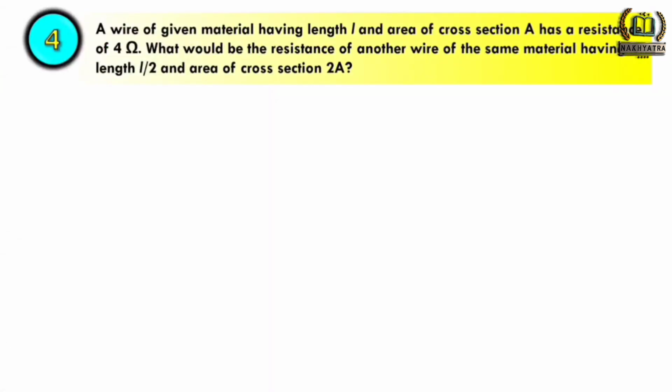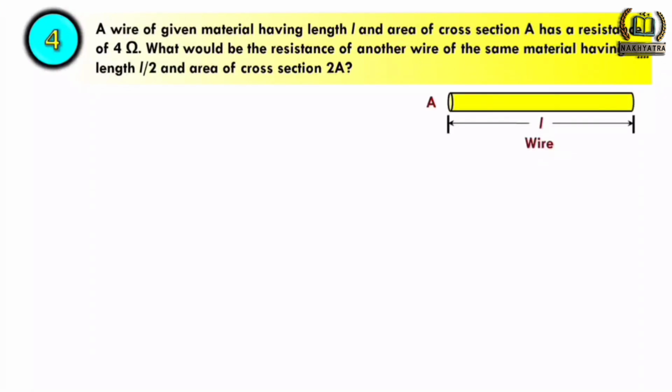Okay. Now question number 4. A wire of given material having length L and area of cross section A has a resistance of 4 ohm. What would be the resistance of another wire of the same material having length L by 2 and area of cross section twice A? So see, this is the first wire having length L and area of cross section A. This is the another wire of the same material having length L by 2 and area of cross section twice A.